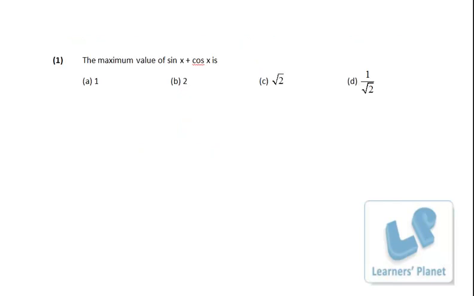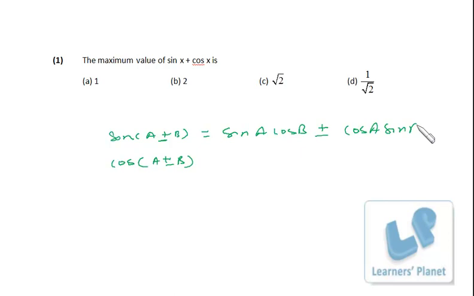Now we have this question, and before I solve it, I would like to discuss some more concepts. I have already discussed the formula of sine a plus minus b and cos of a plus minus b. Just do not use the distributive property over here. Good number of students make this mistake. Sine a plus minus b is sine a cos b plus minus cos a sin b. Similarly, cos a plus minus b is cos a cos b minus plus sin a sin b.